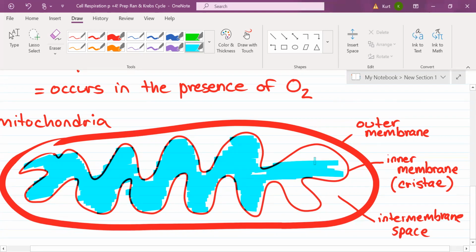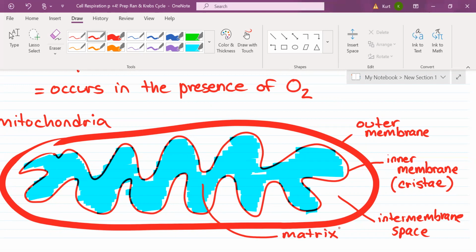And then you have this area I'm coloring in blue. This region is called the matrix. The matrix is where the two processes that we are going over today take place. It's a big metabolic pool. This is where a lot of metabolism within the mitochondria occurs. It's not necessarily where energy is made, but it's where what you need to make energy is made, if that makes sense. So you have the outer membrane, the inner membrane called the cristae, the intermembrane space, and the matrix.